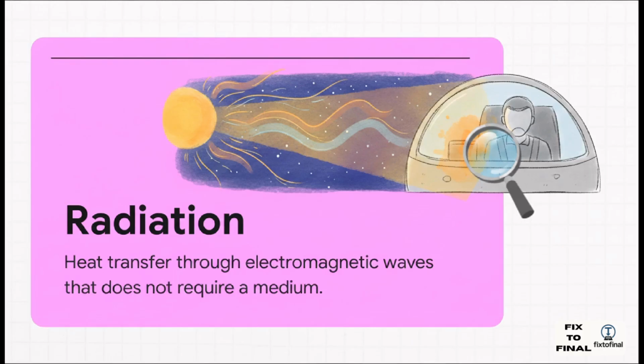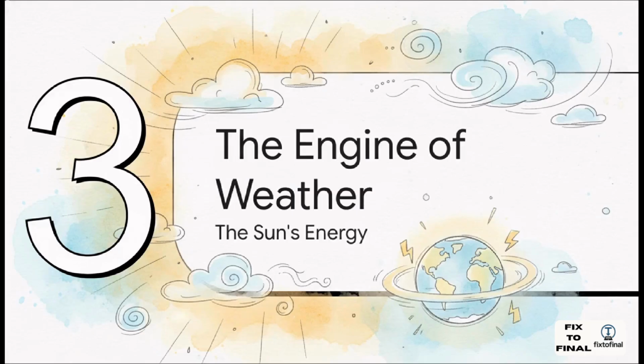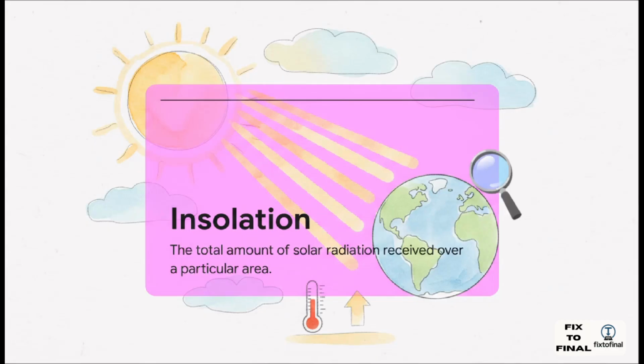That's solar radiation at work. And all of this really brings us to the big boss, the power source for everything we've been talking about, the sun. It is the engine that drives every single bit of weather on our planet. Now, there's a technical term for all that incoming solar radiation. We call it insolation. But don't let the word scare you. Just think of it as the fuel for our planet's weather engine.